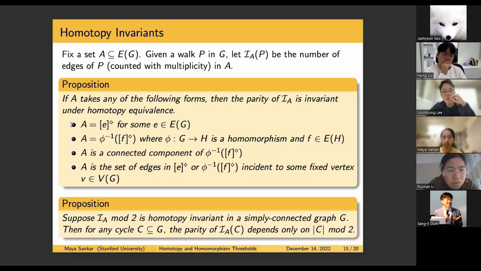I guess the second useful fact that this theory has is, suppose we have a homotopy invariant I_A, and suppose that we're working in a simply connected graph. Then homotopy invariants are going to be the same on all even cycles and the same on all odd cycles. That is, if I_A is odd for one odd cycle, then it's going to be odd on all odd cycles. And if it's even on one odd cycle, then it's going to be even on all odd cycles. And this follows from the fact that all even cycles sort of look the same in a connected graph, and all odd cycles sort of look the same in a simply connected graph. In the same way, in a topological space, all loops look contractible.